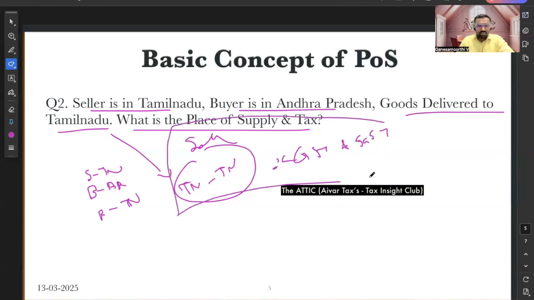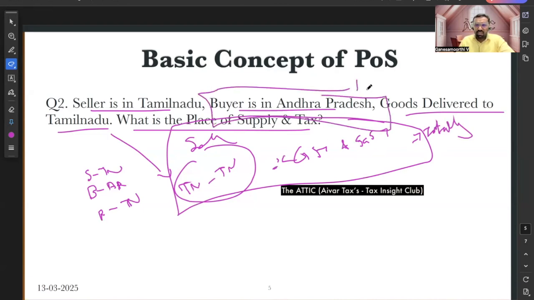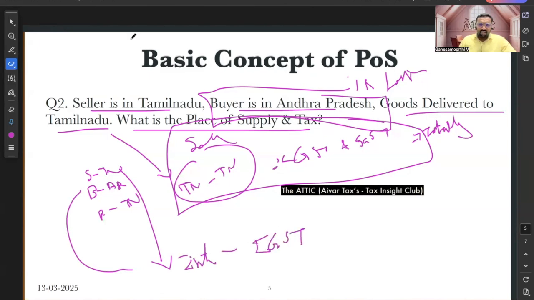Is it correct? It is totally wrong. Why is it wrong? Here, Andhra Pradesh is losing the revenue. So, what is the right way to charge tax? First, the buyer is in Andhra Pradesh. So, it is an interstate supply. So, first we have to charge IGST to the buyer with place of supply as AP. Hence, AP will get 50% of IGST.